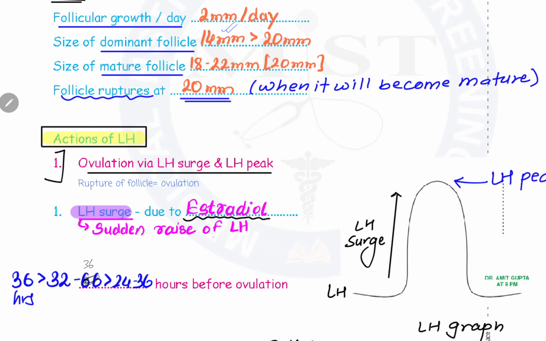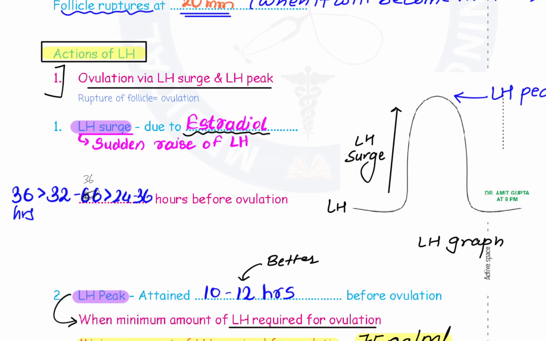The LH surge is due to estradiol because, as we said, estradiol was giving positive feedback to LH, so there was an LH surge, a sudden release of LH. Now, when does the LH surge happen? The best possible option is 36 hours. If there is no such option, then you can do 32 to 36 or 24 to 36. The best option is 36 hours, okay? So 36 hours before ovulation. Obviously, after ovulation, what's the purpose of the LH surge? For ovulation to occur. So it is 36 hours before ovulation.